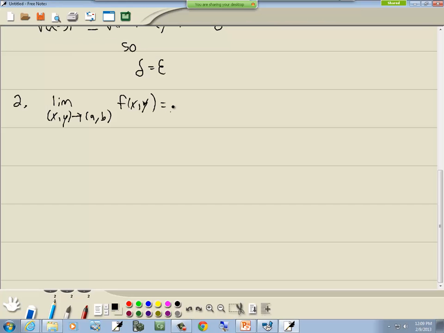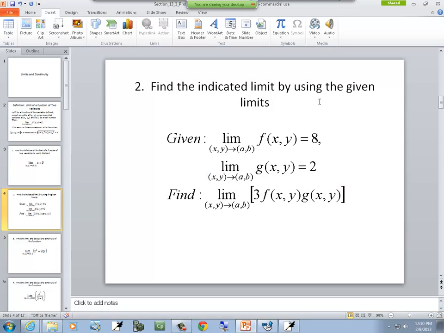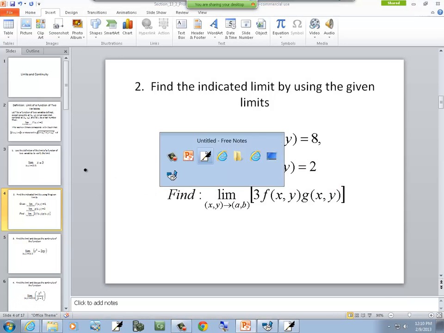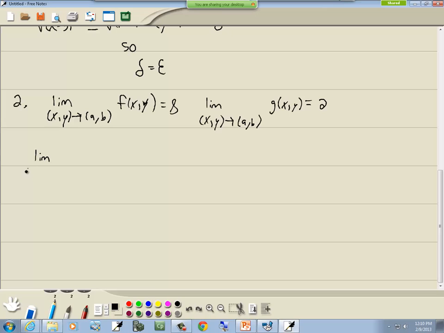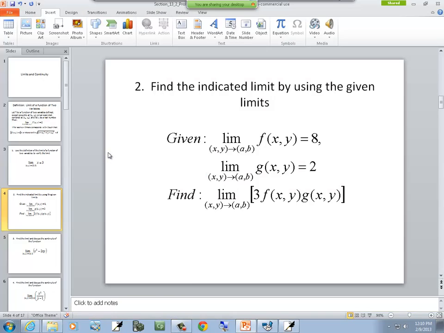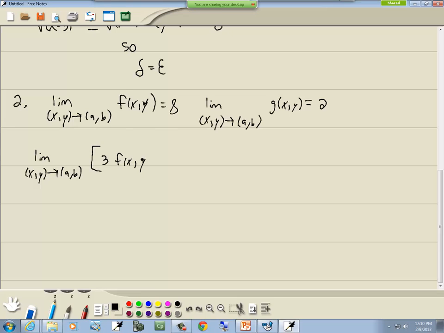is equal to 8, and the limit as xy goes to ab of g of xy is going to equal 2. And we want to find the limit as xy goes to ab of 3 times f of xy times g of xy. Well, when you got numbers in your limit, constants, numbers can always just go out in front. So I can put that out in front.